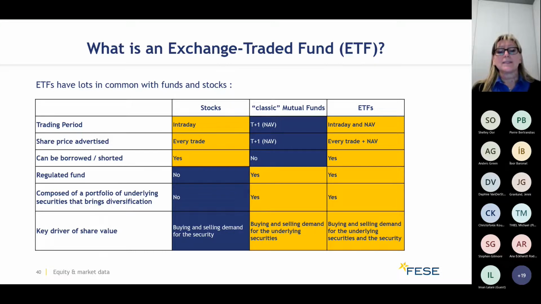With stocks, as we were saying, you can buy and sell them on the market, and the settlement is T+2 all over now. With ETFs, you have the two mechanisms in place at the same moment. Intraday trading happens in what we call the secondary market, while the primary market is where the units of ETFs can be created or redeemed. If we can go, sorry, to the next slide.